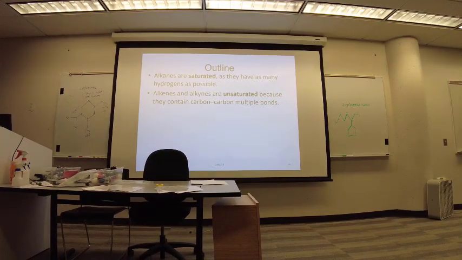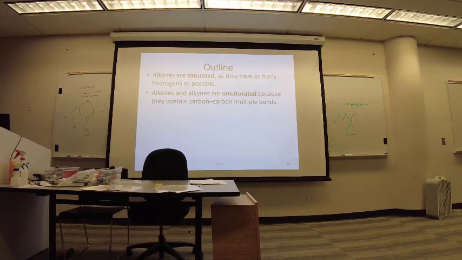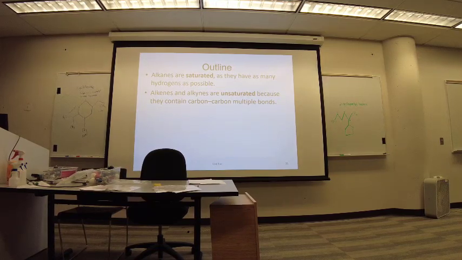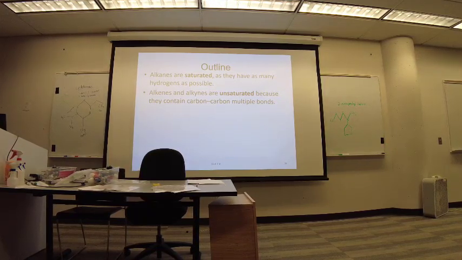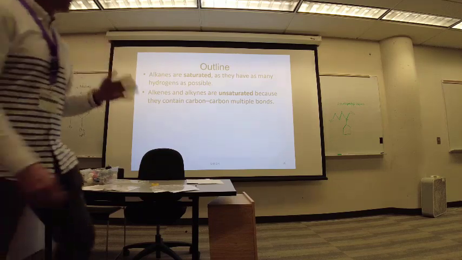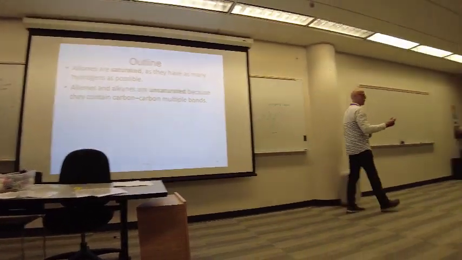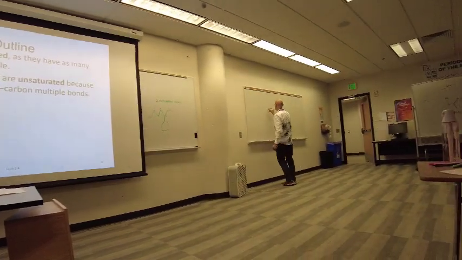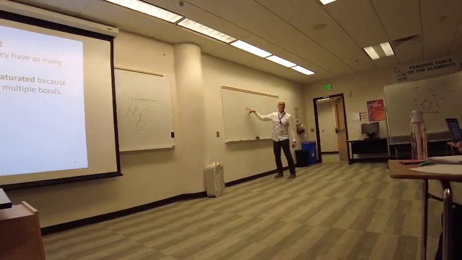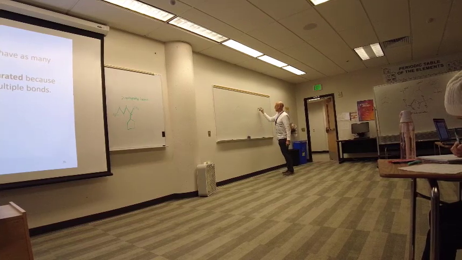I've got as many carbons as I can stick on there. Once I start putting a double or triple on, I've lost a hydrogen every time I put one on. Do you guys understand what I mean by that? Let me just show you. I'm going to do a propane structure, so you can understand. Let's focus on the middle carbon. Okay?